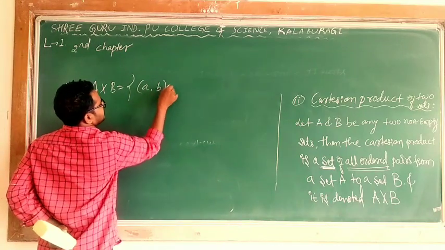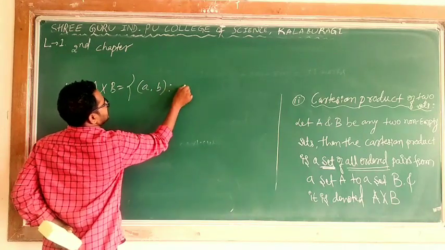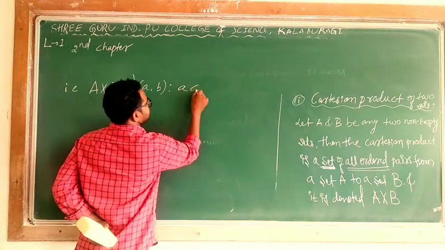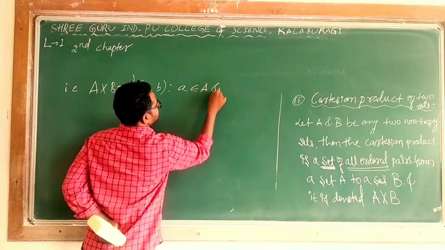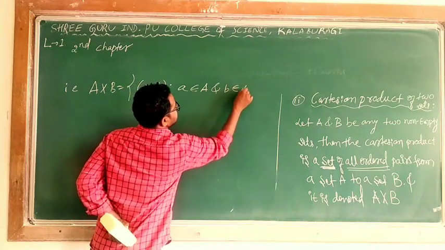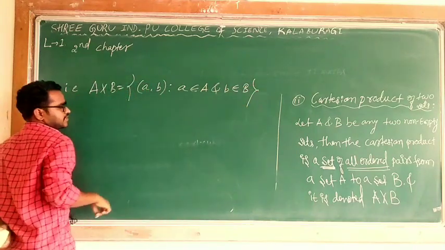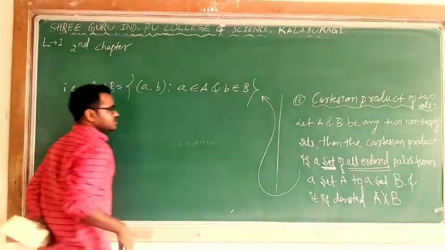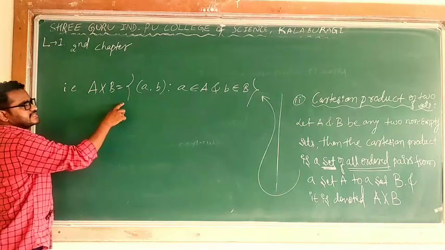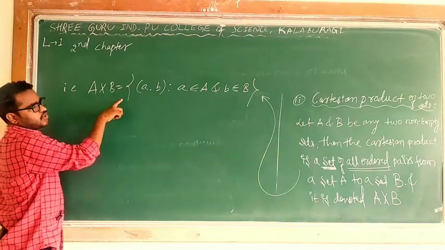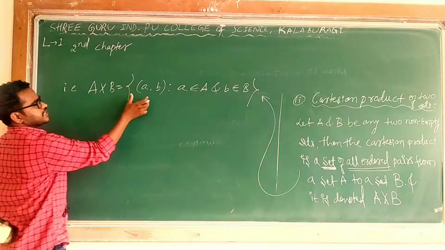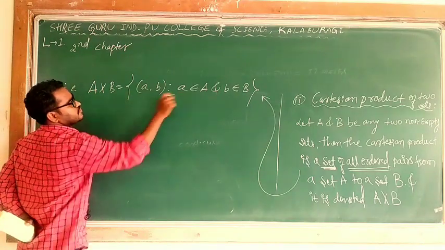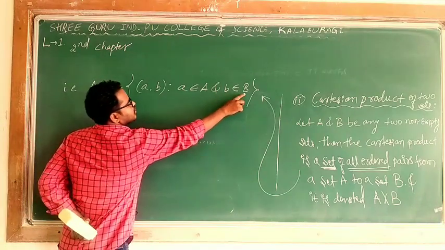(A, B) is an ordered pair such that A belongs to the first set and B belongs to the second set. So the Cartesian product is a set. When we say set, we use flower brackets, opening and closing. It is a collection of ordered pairs where the first element belongs to the first set and the second element belongs to the second set.